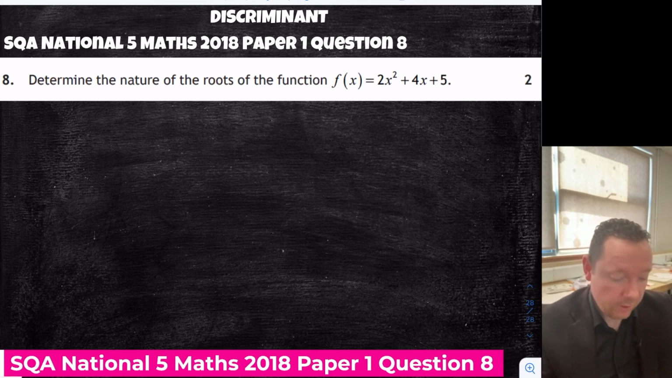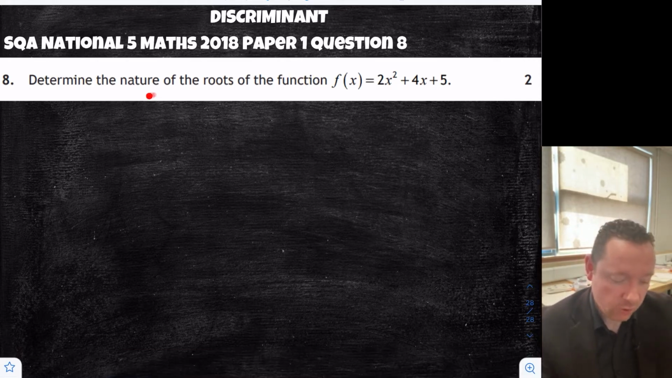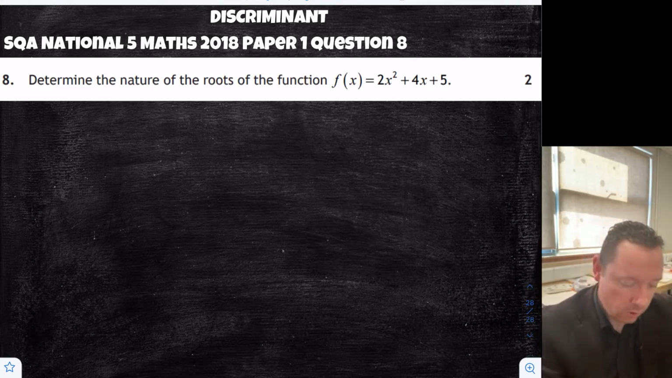Using the discriminant, SQA National 5 Maths 2018, paper 1, question 8. Determine the nature of the roots of the function f of x equals 2x squared plus 4x plus 5. If it mentions the nature of the roots, you're using the discriminant, which you'll get from the start of the exam paper. If you look at the quadratic formula, the bit under the square root sign is b squared minus 4ac. That's called the discriminant.